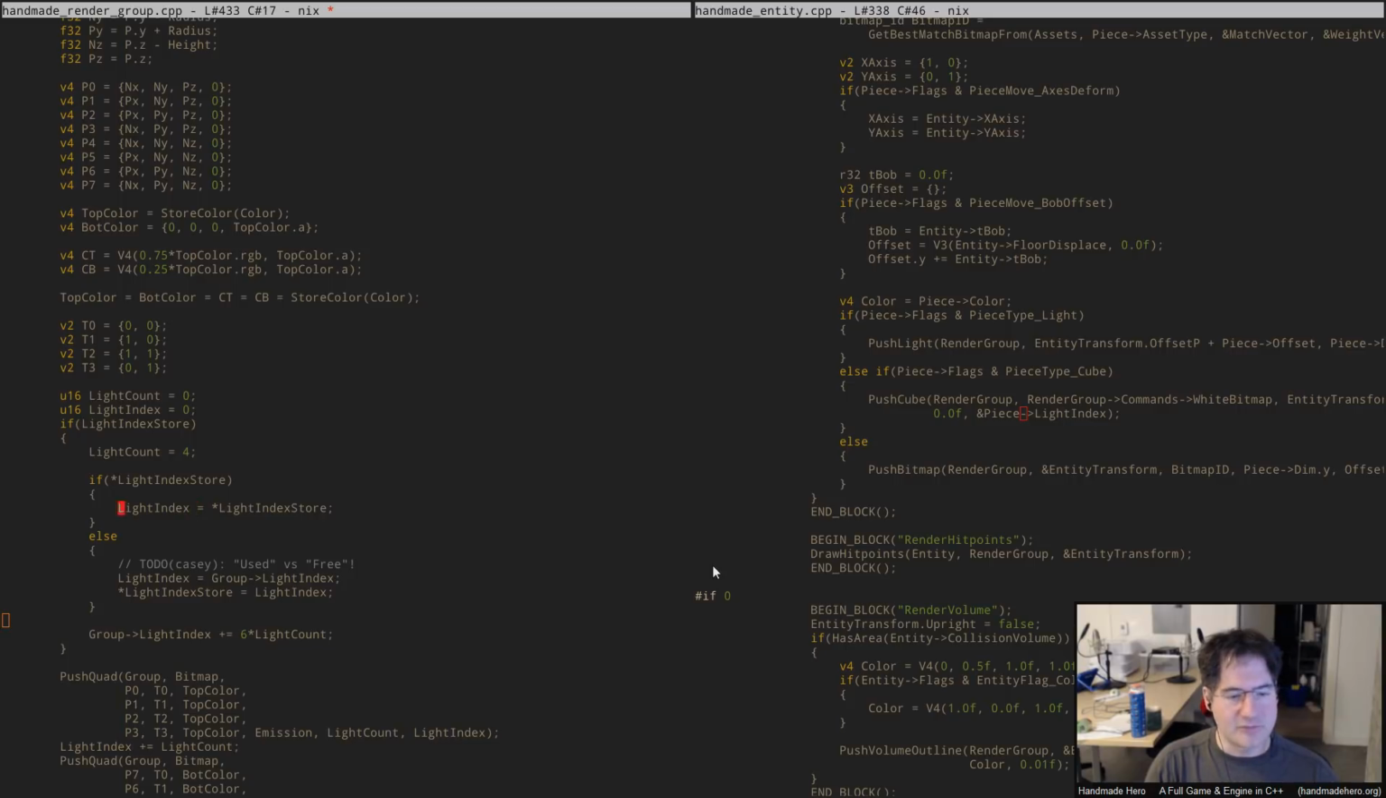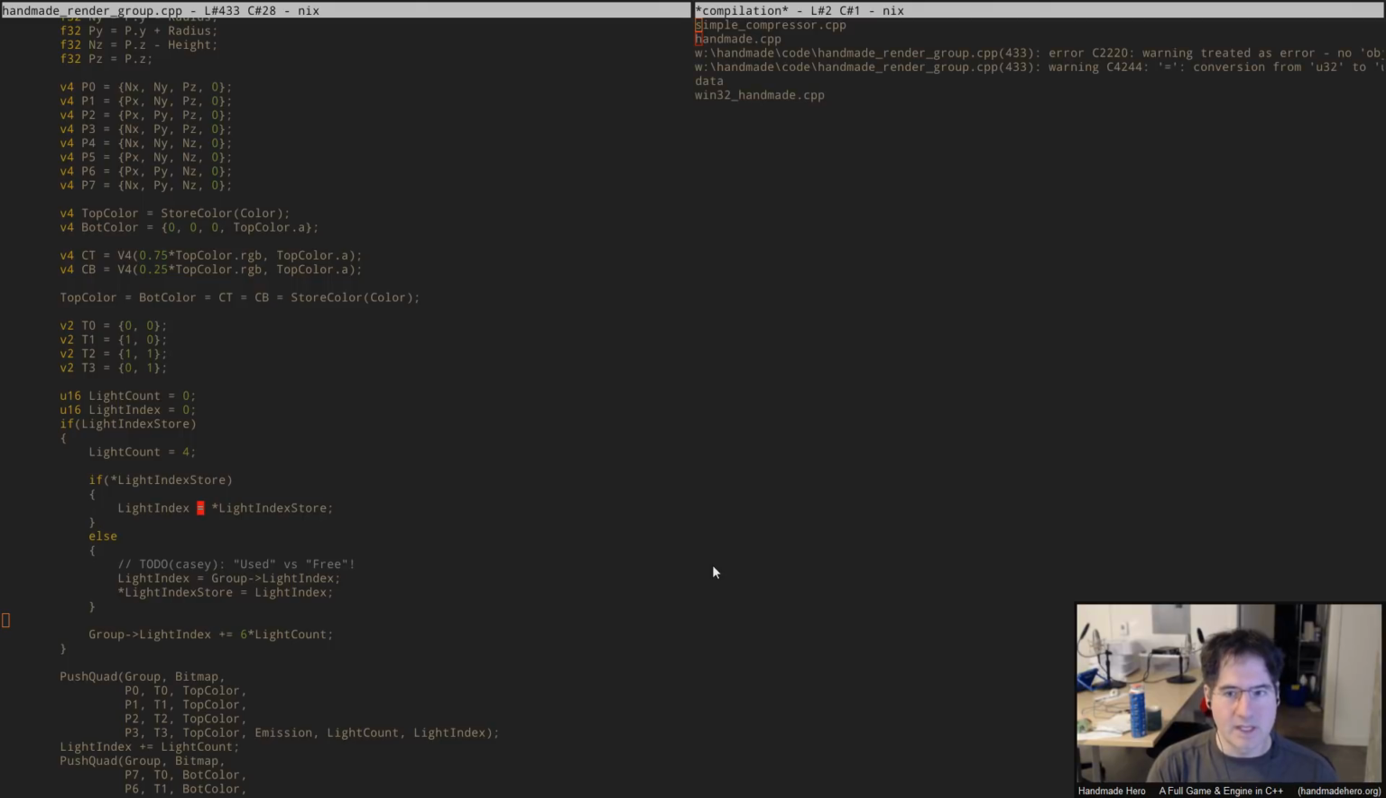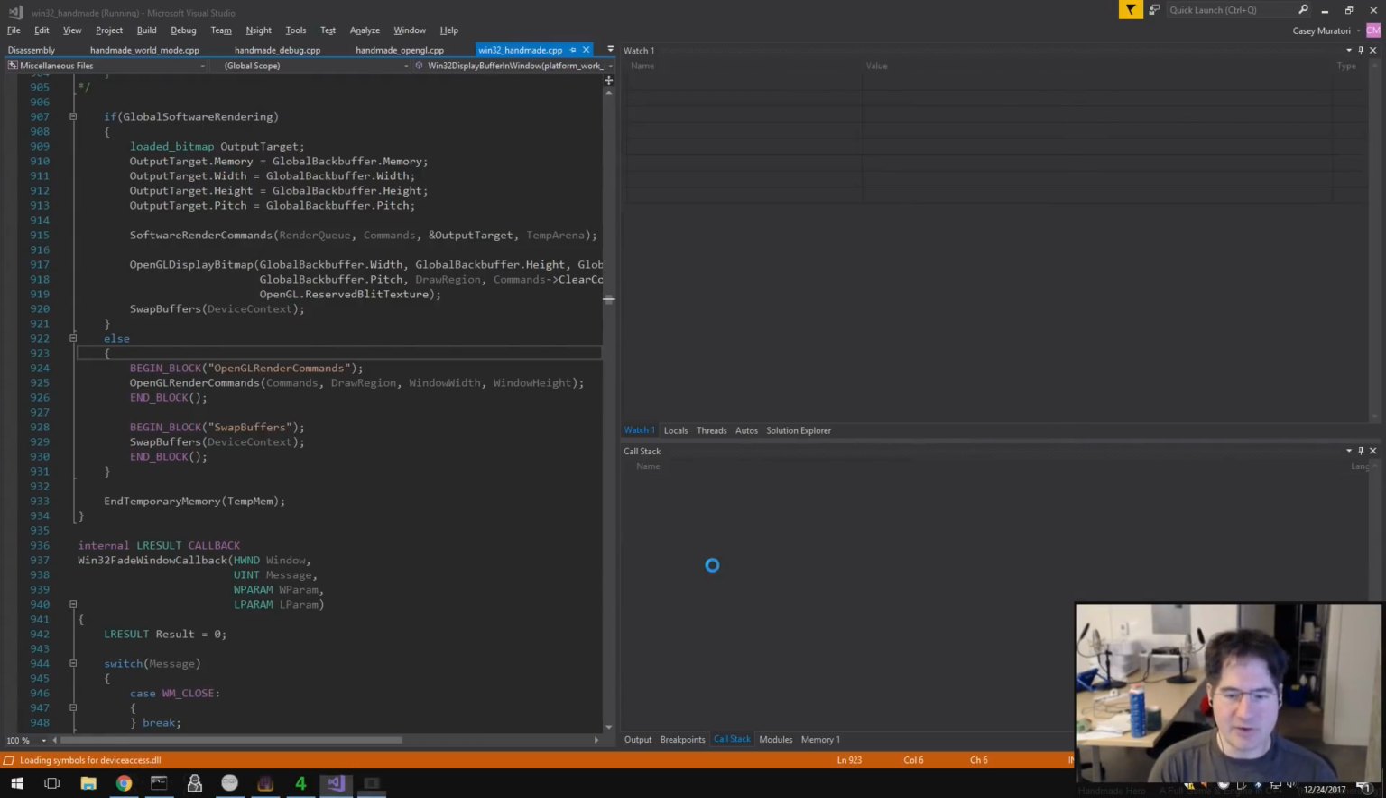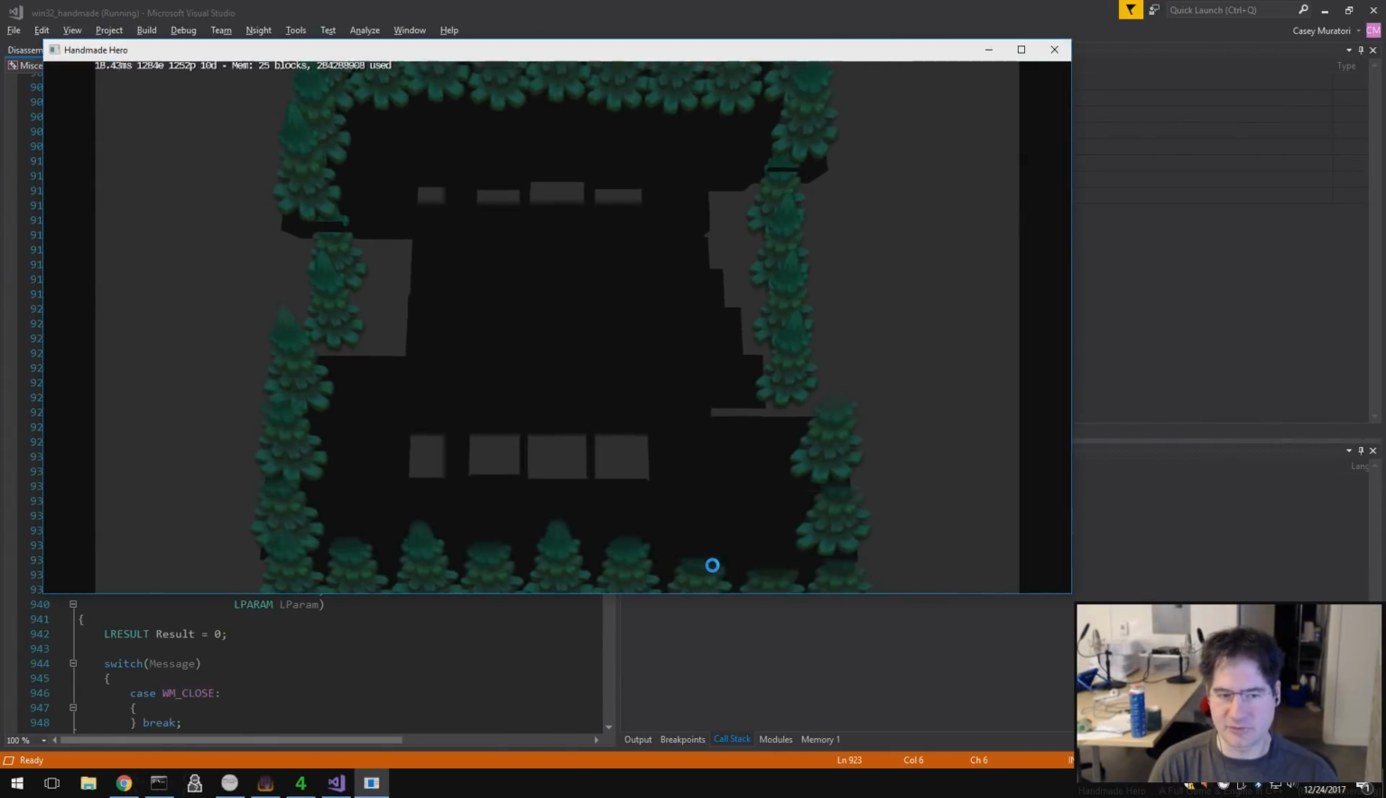But so here we've got our light index and our light index store, where we just say, okay, use whatever you used on the previous frame. That's it. Right. And so that should work relatively straightforward. Of course, we have the fact that we're only really doing U16s here. And off we go. And so now if I run this, in theory, I think this will still work.